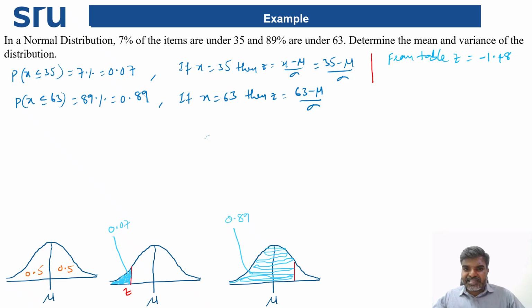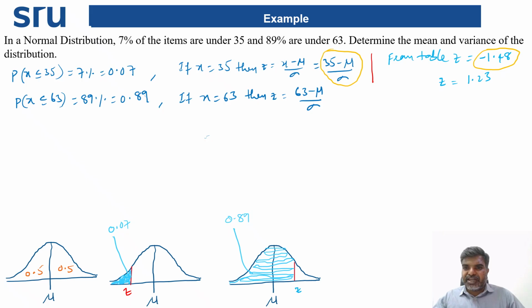Okay, similarly in the second case, if you see 0.89 in the table, this is the right side, so your z is positive. So the z value is 1.23. Now you can see from the formula, in the first case z is (35 minus mu) by sigma. From the table it is minus 1.48.